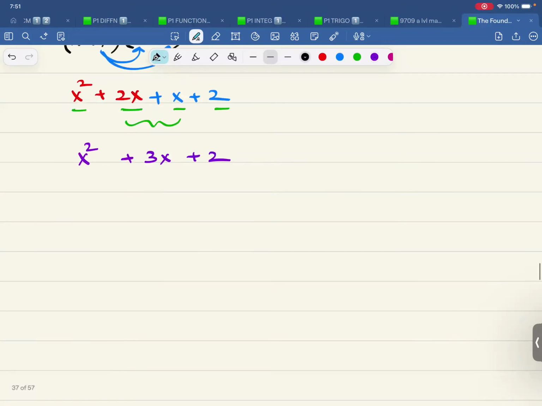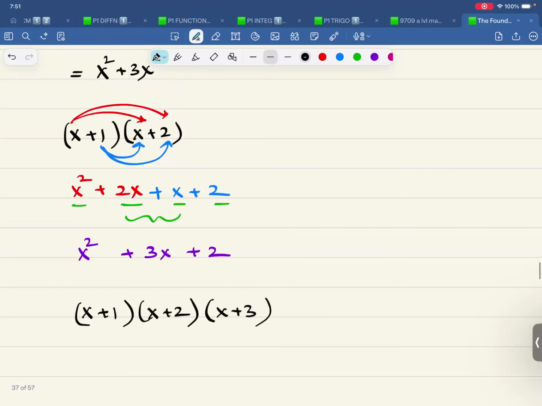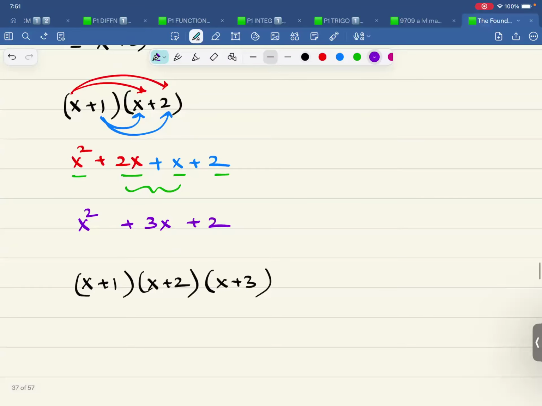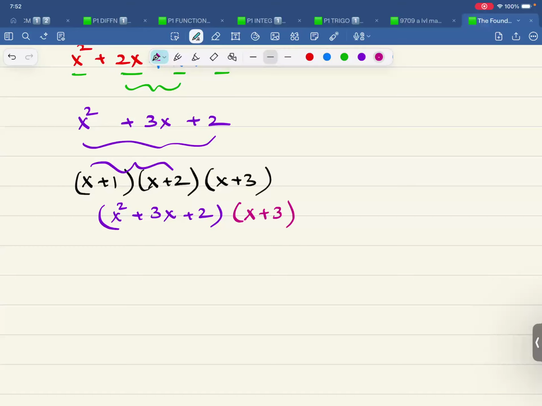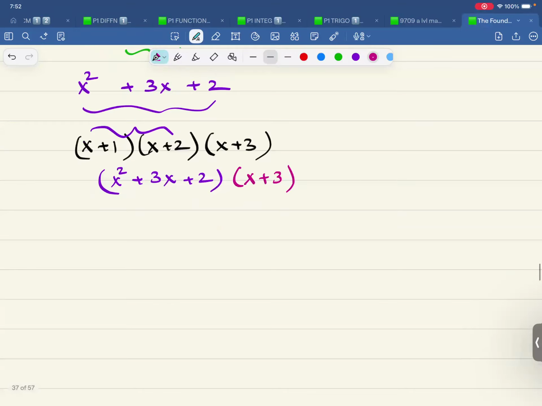Something like three brackets, x plus 1, x plus 2, x plus 3, that was included as part of the new syllabus. So now x plus 1, x plus 2, it's already done. That is x squared plus 3x plus 2. And then let me multiply it with x plus 3. So now let's multiply it out.